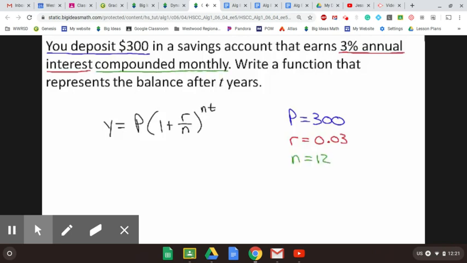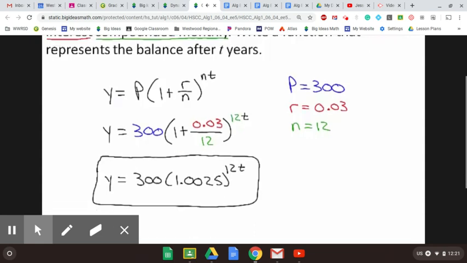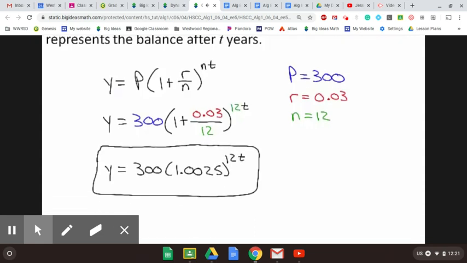Substituting these values into the equation gives Y equals 300 times the quantity 1 plus 3/100ths divided by 12 to the 12 times tth power, which simplifies to Y equals 300 times 1 and 25/10,000ths to the 12 tth power.